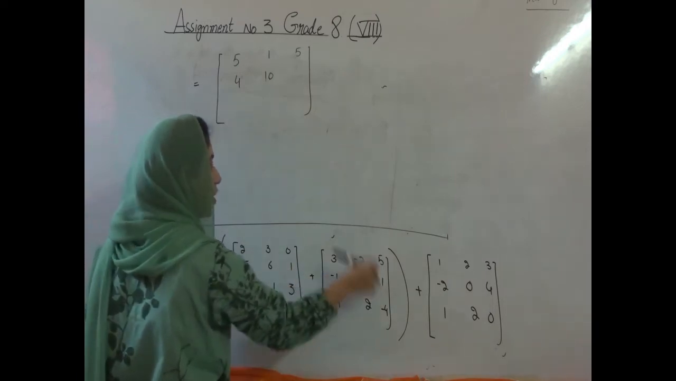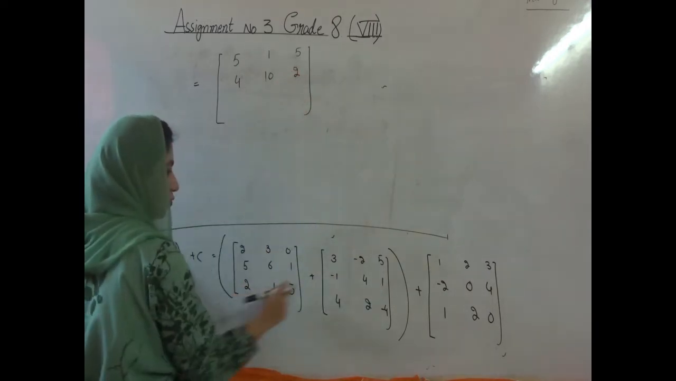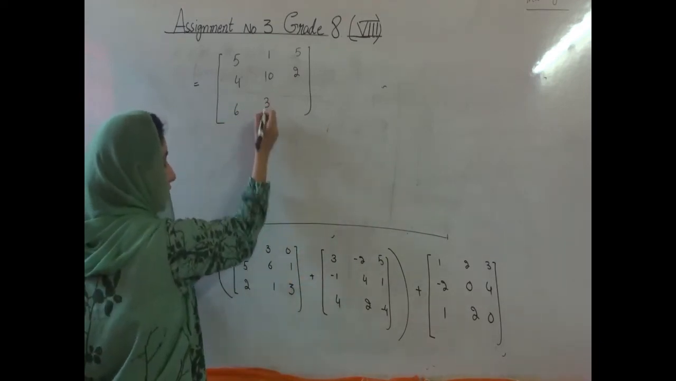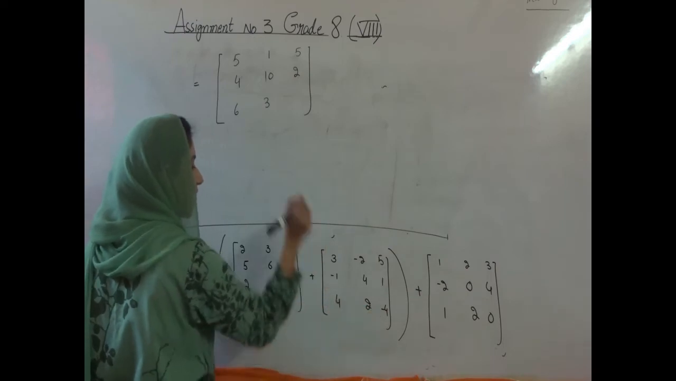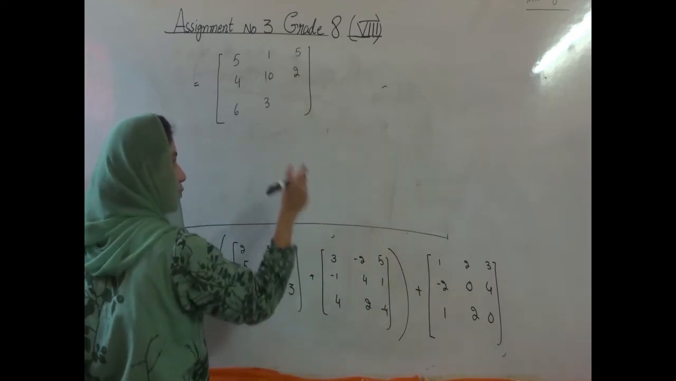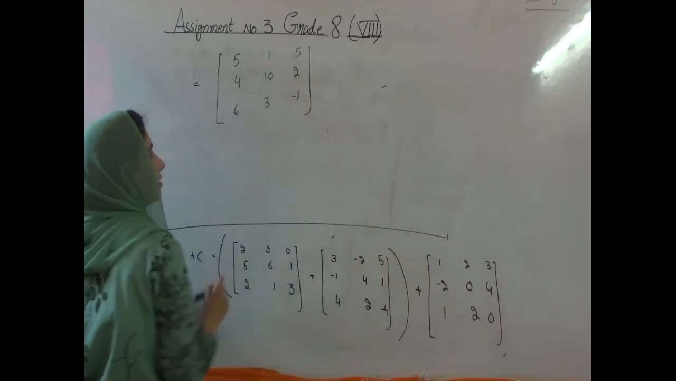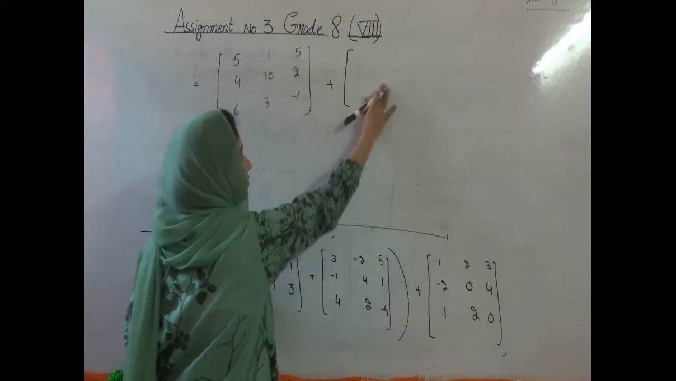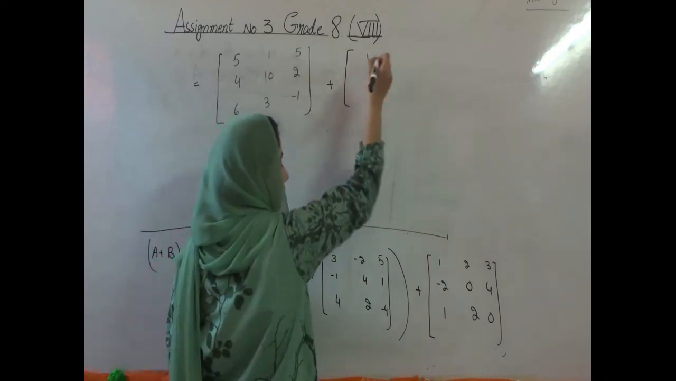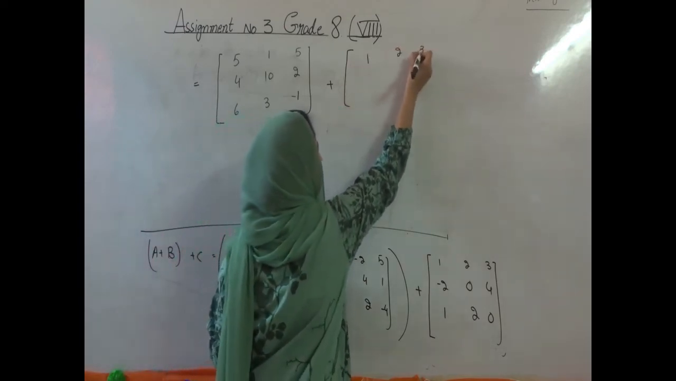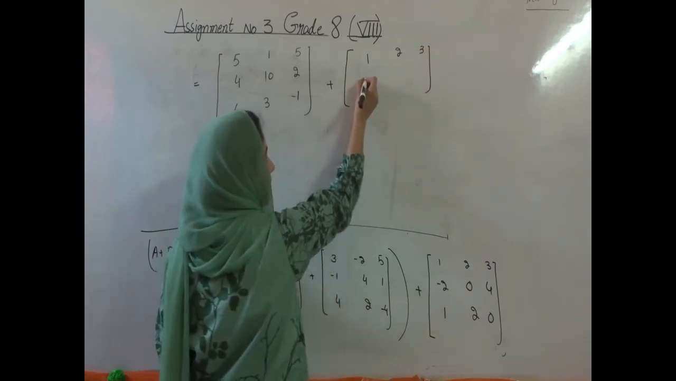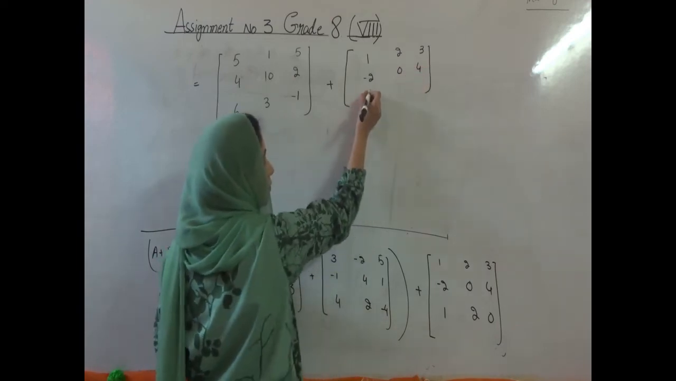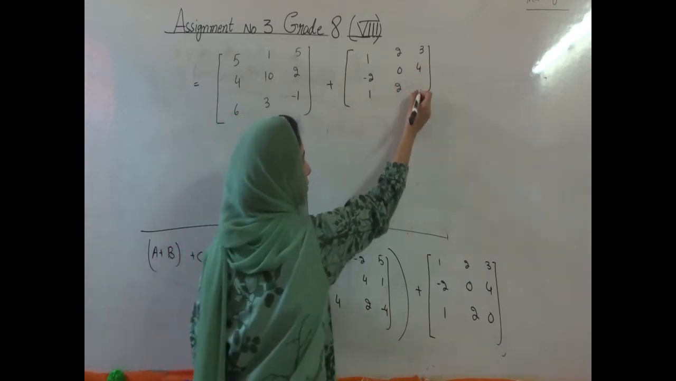And then 1 plus 1, 2. 2 plus 4, 6. 1 plus 2, 3. 3 plus minus 3 minus 4. The answer will just be minus 1. Fine. Then write down the matrix of C: 1, 2, 3, minus 2, 0, 4, 1, 2 and 0.